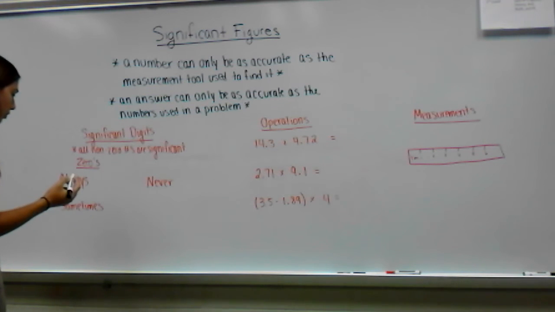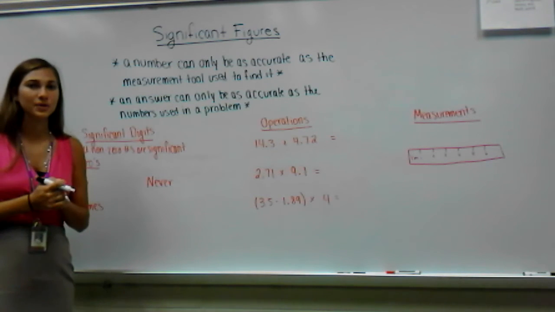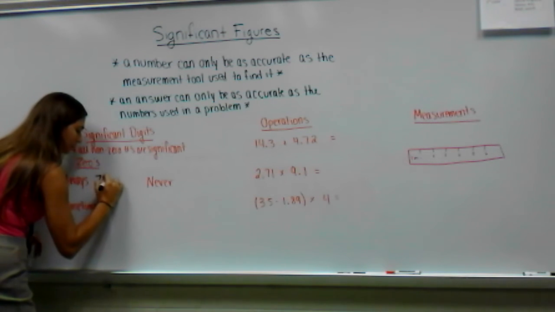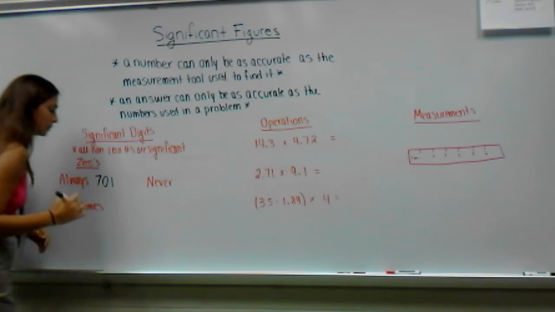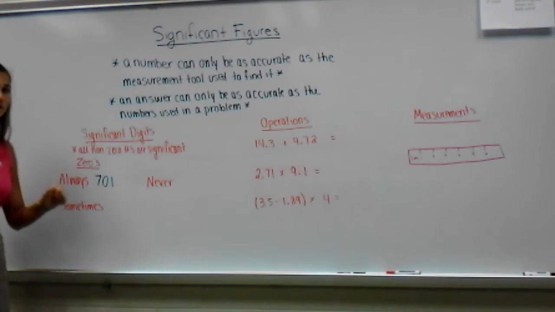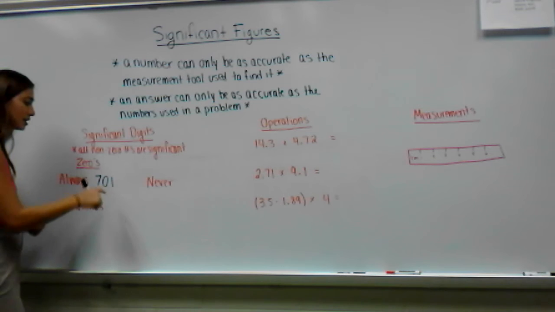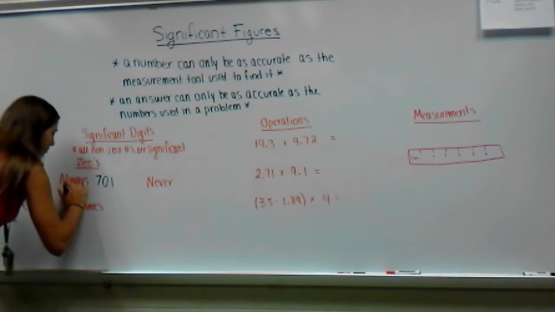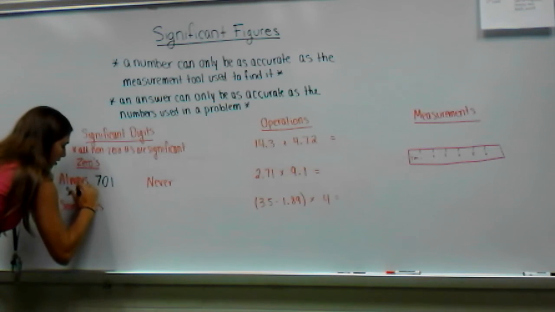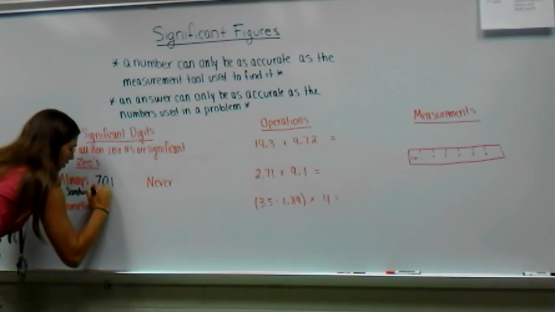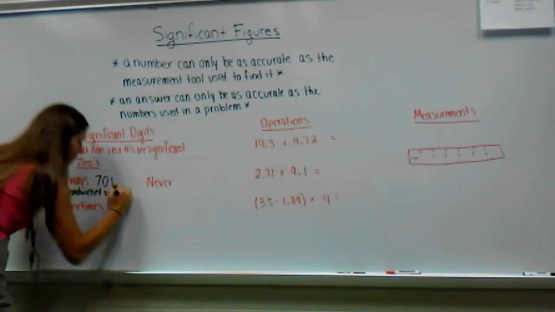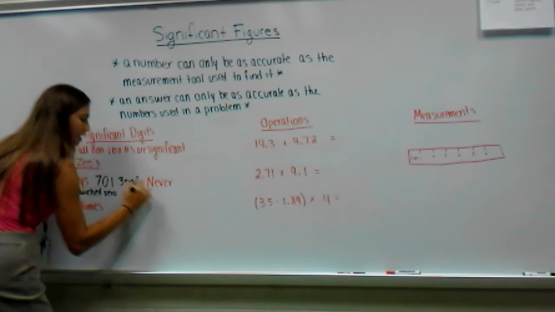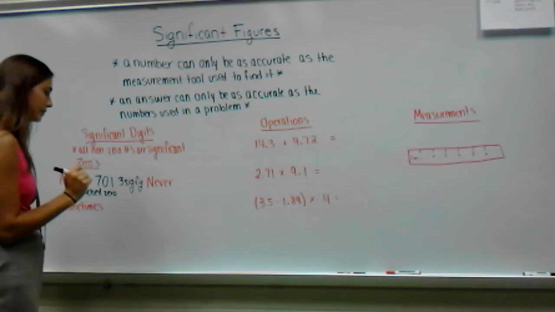The always rule is when a zero is sandwiched in between two non-zero digits. For instance, we have 7, 0, 1. Here, we know that our non-zero digits are significant, and a zero is sandwiched between them, so that is always going to be significant. So the always is the sandwich zero. So here we have 3 sig figs. And that's how we're going to abbreviate sig figs.